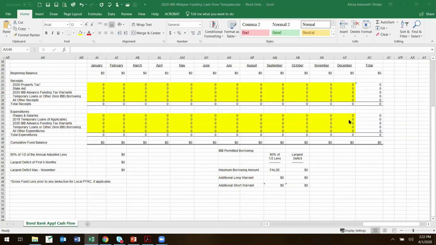There's a question about what funds you can borrow from. Can you borrow from utility funds and TIF funds? I think we've hit on those already. At this point, this mid-year program and this cash flow template are built for a property tax levy and set up that way.